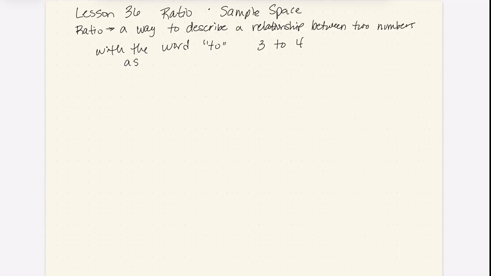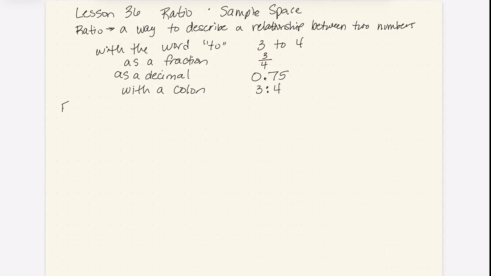You can write it as a fraction. You're still going to read it the same, but this is going to be written out as 3 over 4. As a decimal number, 0.75, because 3/4 is 0.75. Or you can write it with a colon. You're going to read it the same, 3 to 4. So let's do a couple of these.